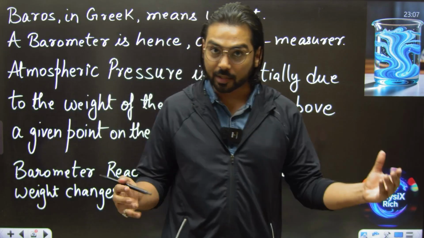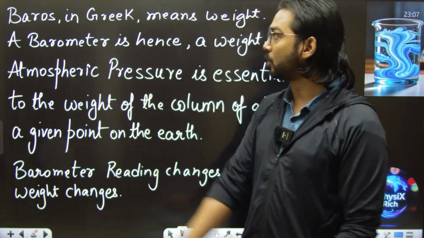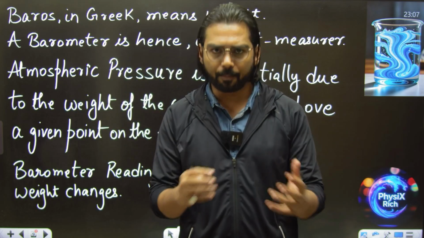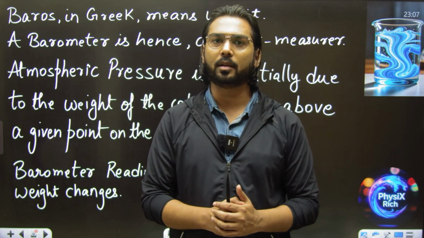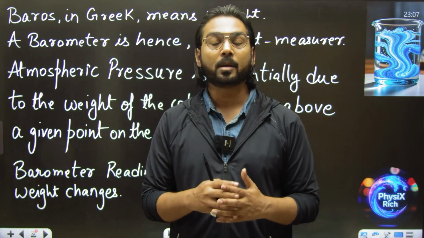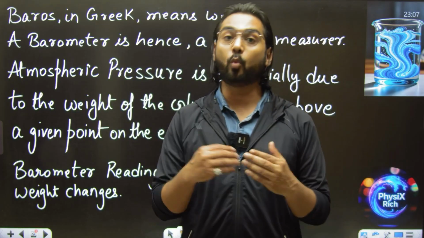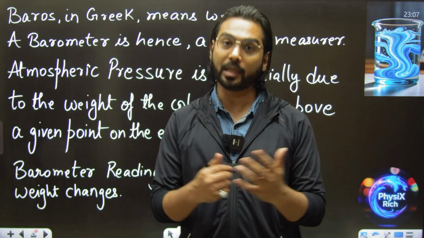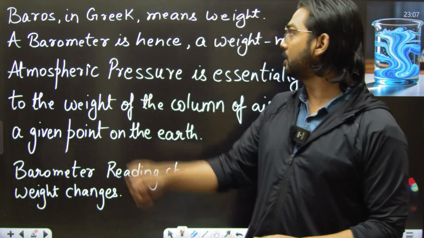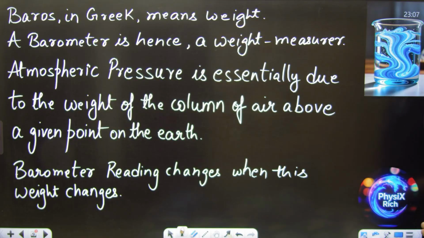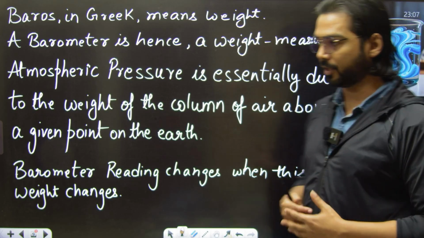So my dear students, take note of this word called baros. You will also hear about something called baryons when you learn about atomic physics. Baryons are subatomic particles that provide weight or mass to anything. Baros means weight, and a barometer is hence a weight measurer. Atmospheric pressure is due to the weight of the column of air above a given point on the earth.